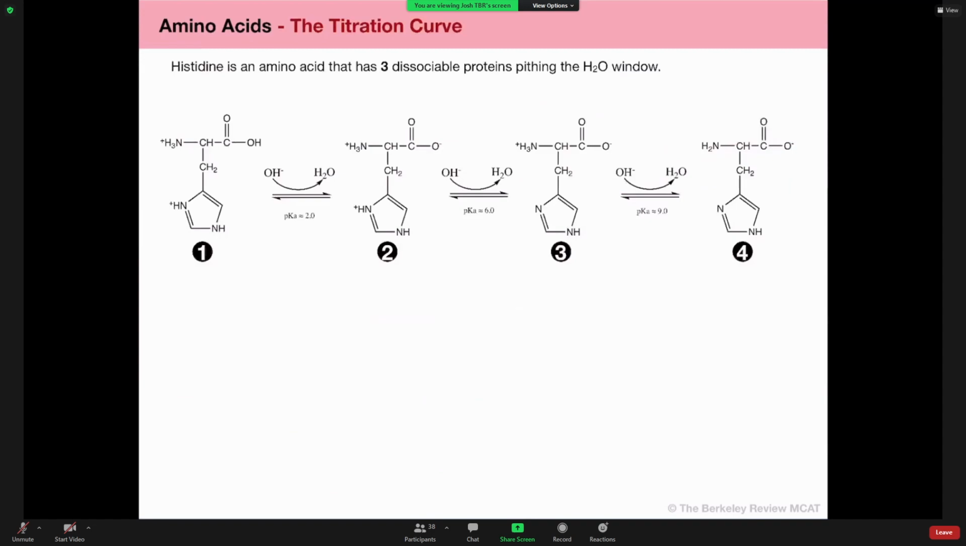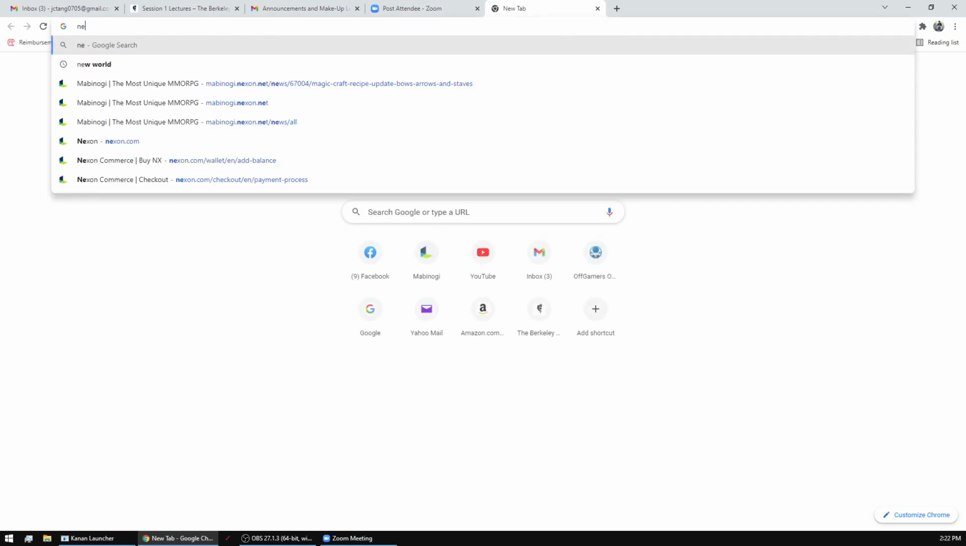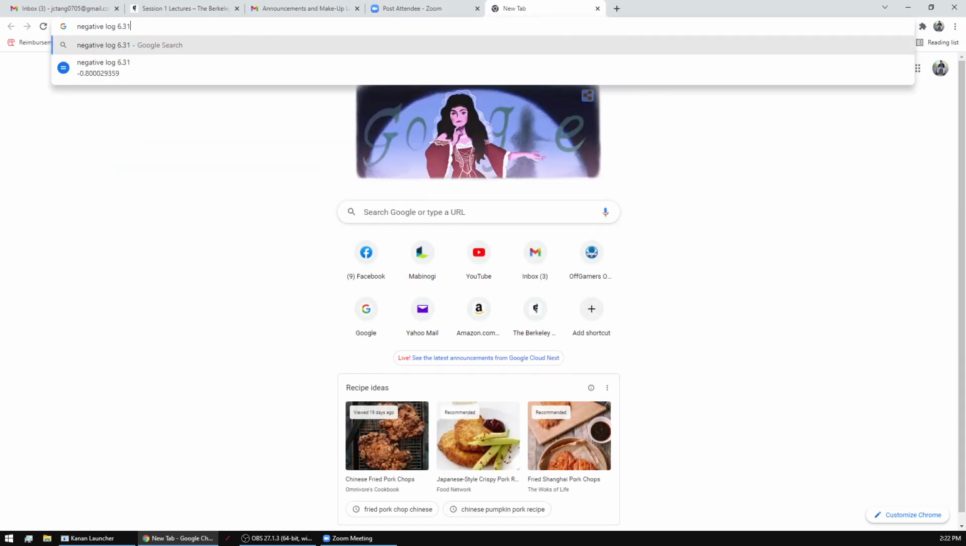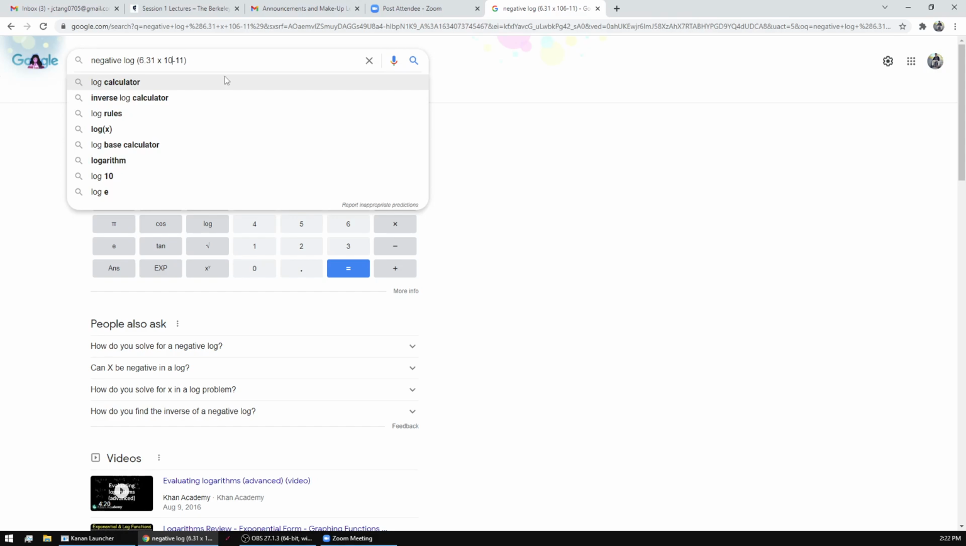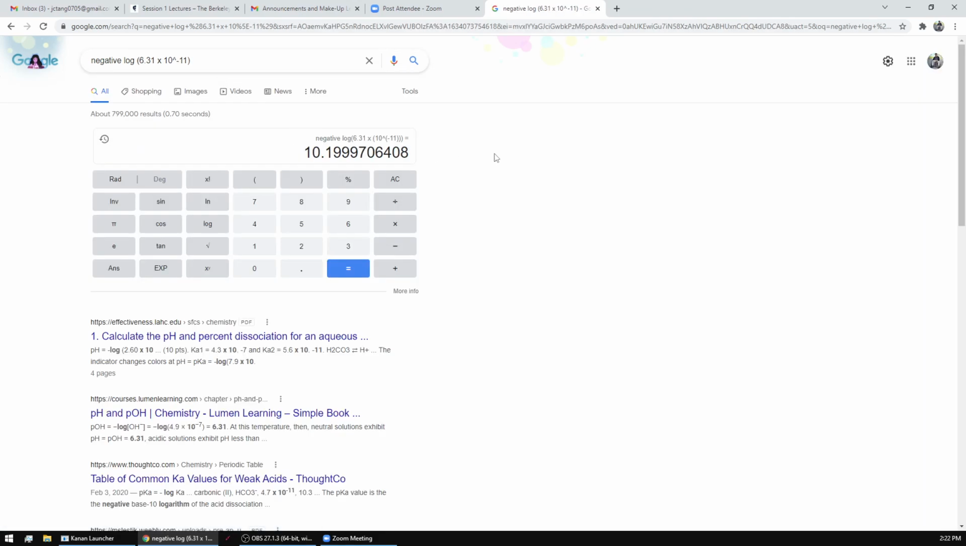Okay, so let's go through a quick example here. Let's take the amino acid histidine, which is a very special amino acid. It's special in the fact that it has three dissociable protons within the H2O window. Let's say that over here we have pH equals around 1, and over here we have pH equals around 10.